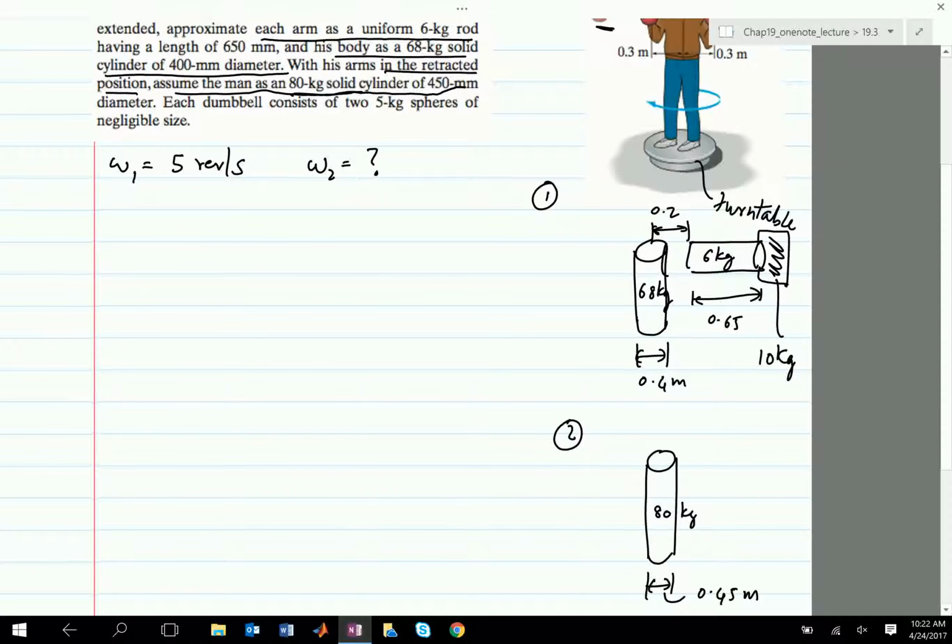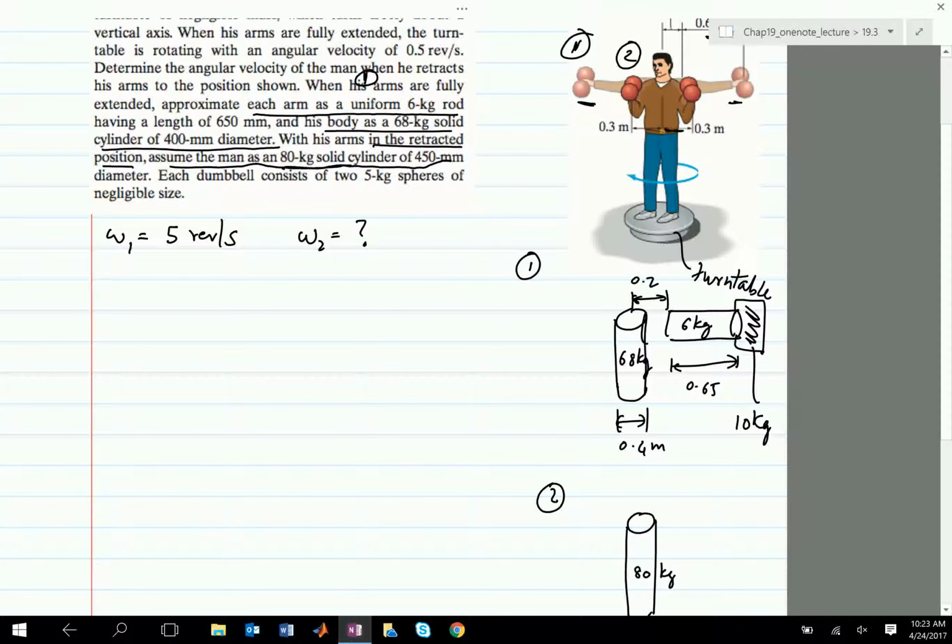Each dumbbell, okay, so that's about it. So 80 kgs includes his mass as well as the mass of his arms, and it's also shown here that when it's retracted, the dumbbells are 0.3 meters away from the axis of his body. So this is 0.3 meters and that's 10 kilograms.